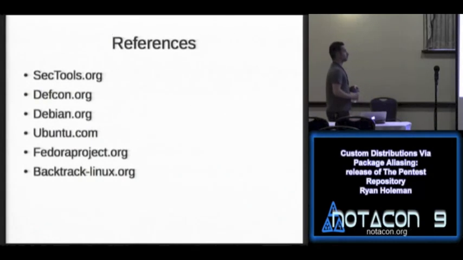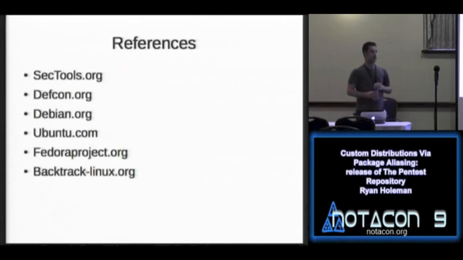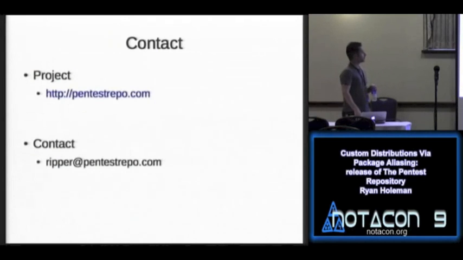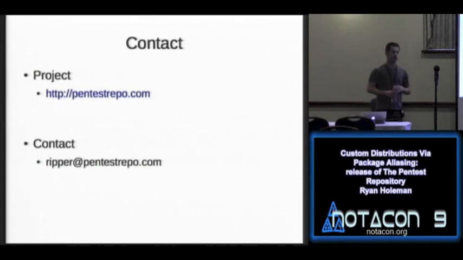Obviously my references: sectools.org, where I got a lot of my packages; DEFCON, in reference to the Get Off My Cloud speech; Debian.org for apt and deb manuals, same with Ubuntu; Fedora Project for RPM; Backtrack Linux, where I got some of my stuff. And here's my contact information: the project, obviously, and my email address, which is also on the site.